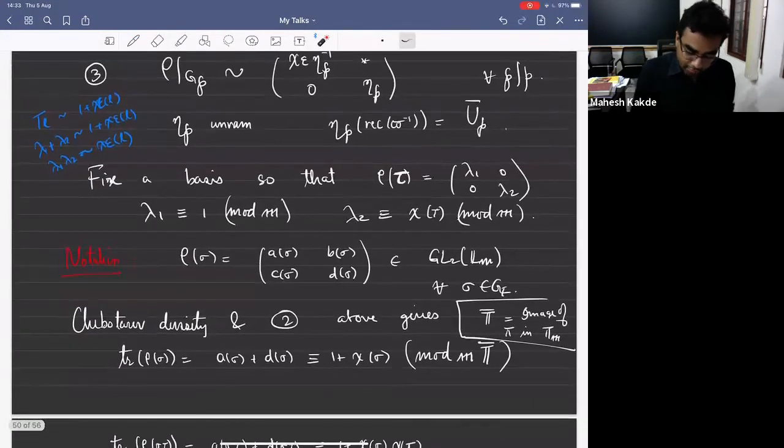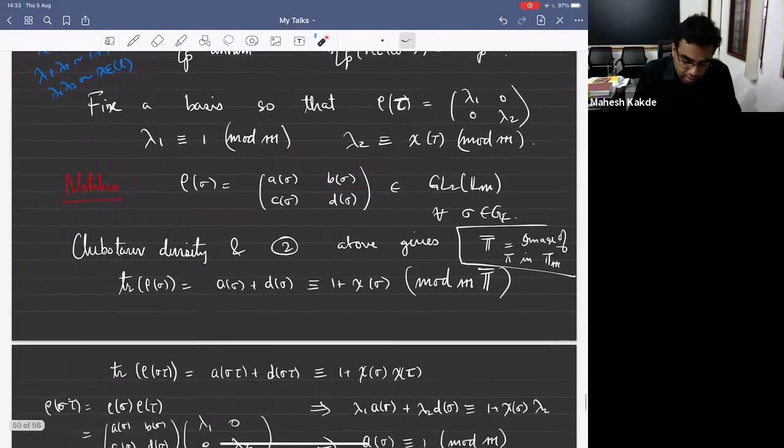Okay, so now we have fixed a basis. Now we have rigidified our global Galois representation, right? So we can write down a matrix for each rho sigma. For any sigma in the Galois group, I write it as A sigma, B sigma, C sigma, and D sigma. And this is an element of GL_2 of L_M, and all these things will play some role. B is the most important one, right? So these B sigmas, these are the things that will give us our cohomology class.